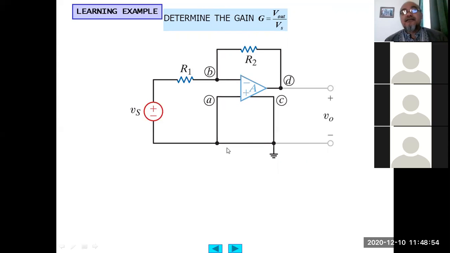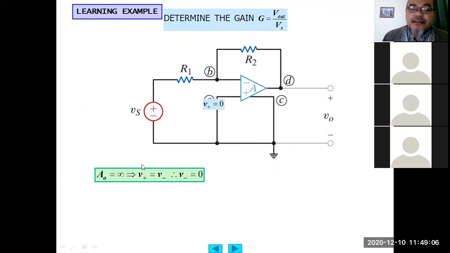The positive terminal is connected to the ground. So V plus will be equal to 0 because it is connected to the ground, the reference signal. Since A is infinity, according to the ideal op-amp assumption, V plus will be equal to V minus. So V minus here equals 0. This node voltage is 0 because this node equals this node, the ground reference.